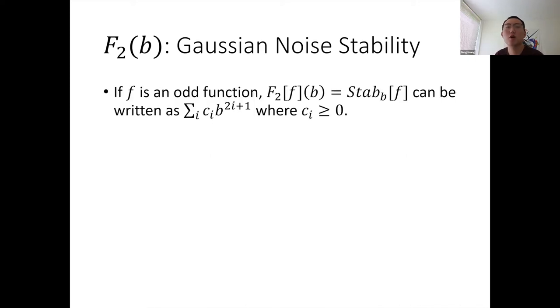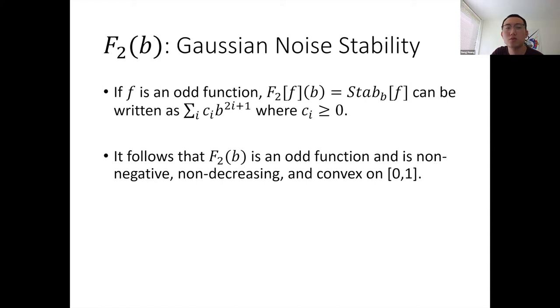Now we actually know a lot about the Gaussian noise stability. Suppose f is an odd function, then f2 of b, which is the same as the stability of f at b, can be written as an infinite power series with only odd powers and non-negative coefficients. So it immediately follows that f2 of b is an odd function, and it's non-negative, non-decreasing, and convex on the interval 0, 1.